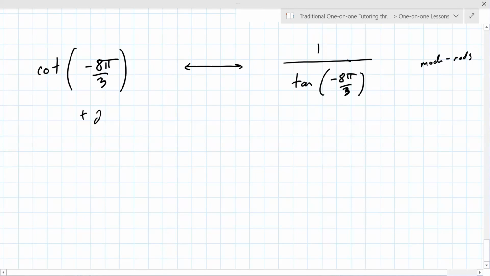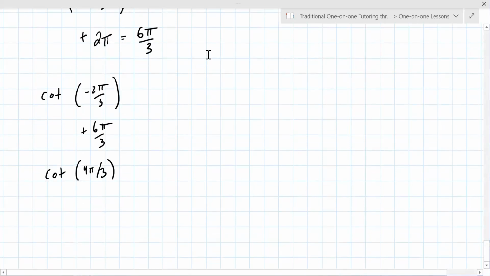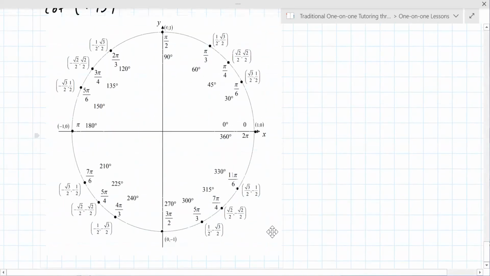So I'm going to work through this by hand because this is the more generic approach that will work for most problems. We want to add 2 pi to this, but with the same denominator, so that's 6 pi over 3. When you add it, you get cotangent of minus 2 pi over 3. It's still negative, so you add 6 pi over 3 again, and you get cotangent of 4 pi over 3. And then we grab the unit circle.